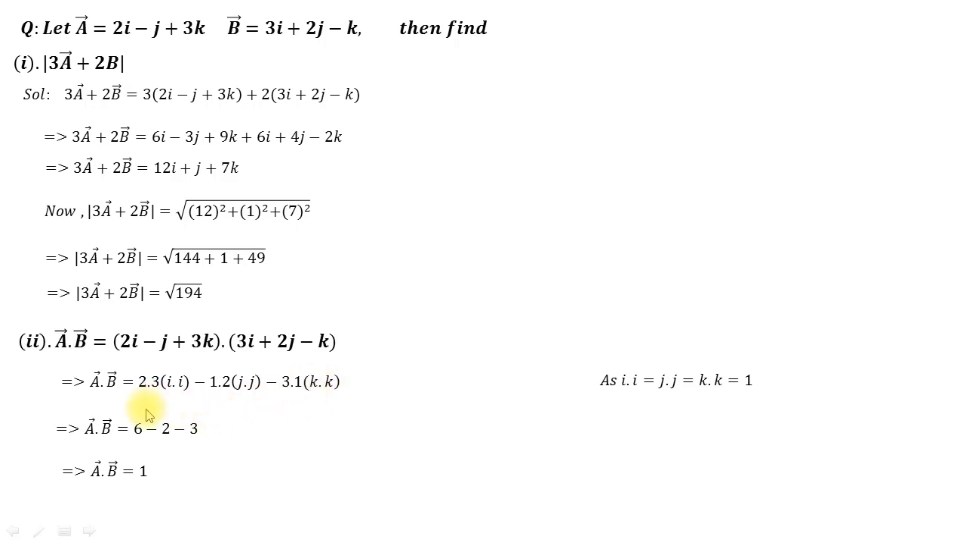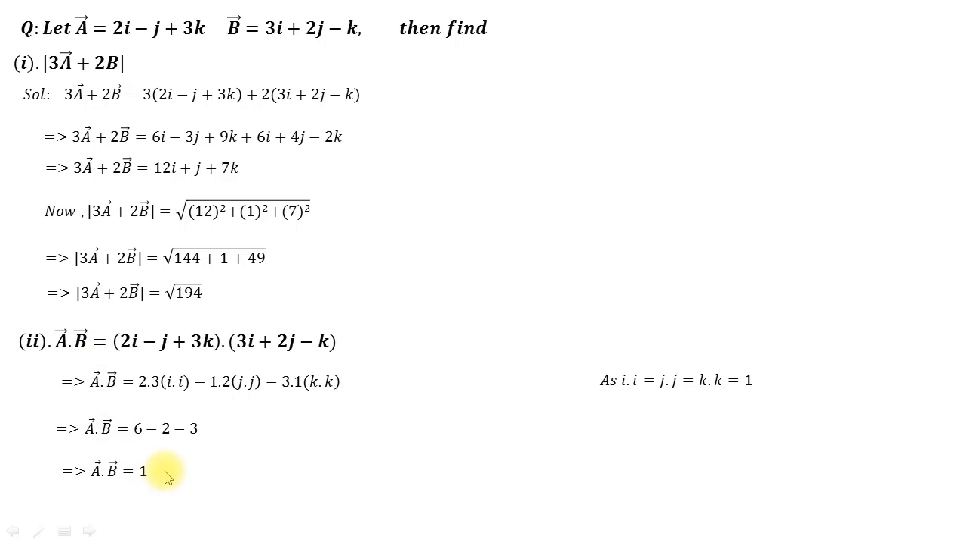So 2 times 3 is 6 and i dot i is equal to 1, 1 times 2 is 2, j dot j is 1, and 3 times 1 is 3, k dot k is 1. Now 6 minus 2 minus 3 is 6 minus 5, which is equal to 1. So the scalar product of these two vectors a and b is 1.